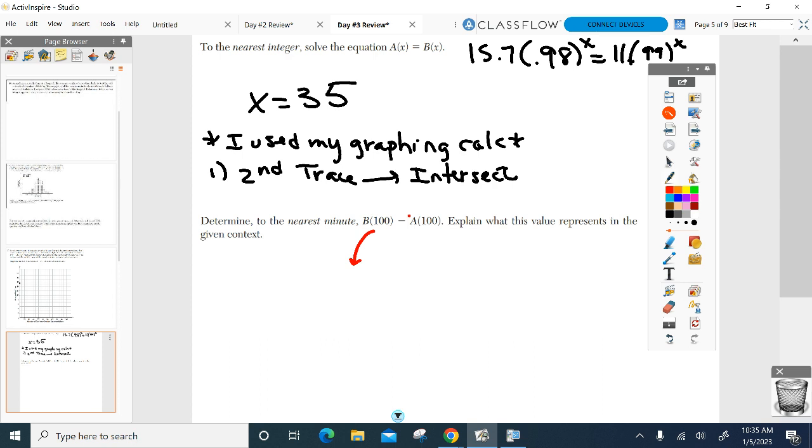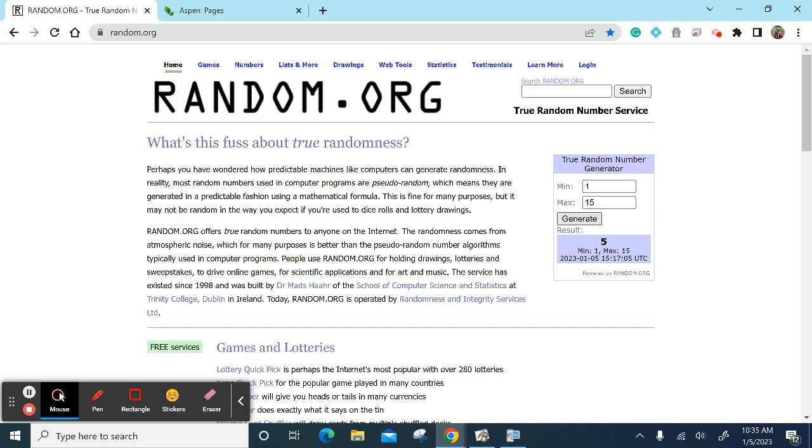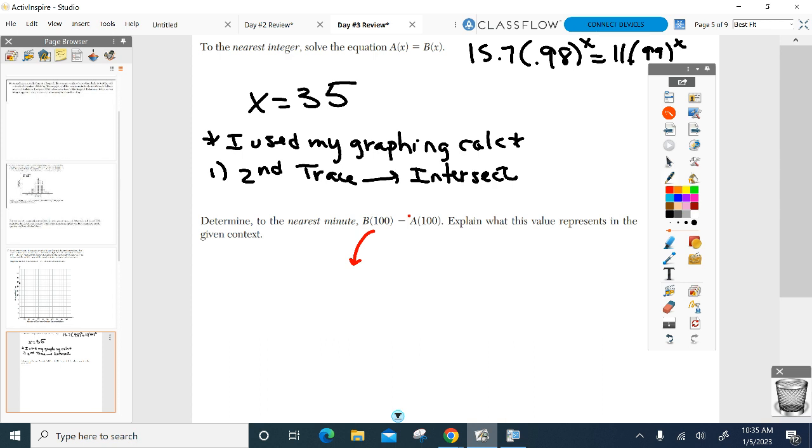When you get that value, let me know. 4, when you get that value. 4, let me know.